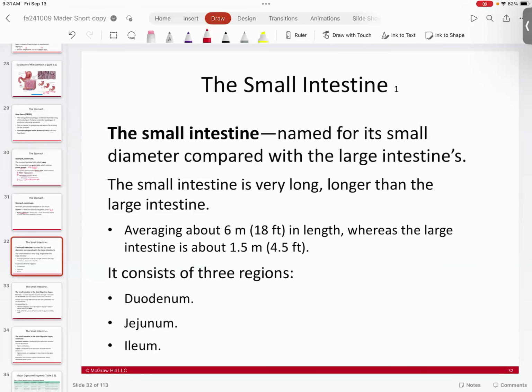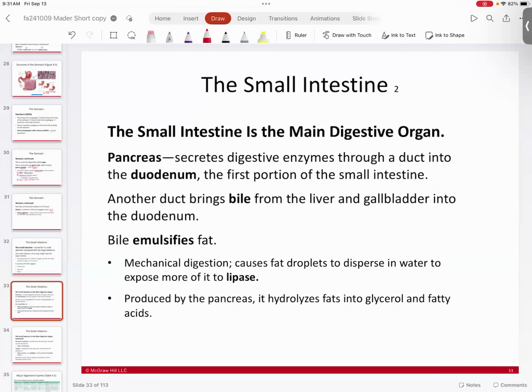It has 3 different regions: the duodenum, the jejunum, and the ileum. Each of these has different things happening in them that are really important. A couple of things to mention as we get into the small intestines: there are some helper organs, or accessory organs, associated with the small intestines, especially the beginning of the small intestines called the duodenum.